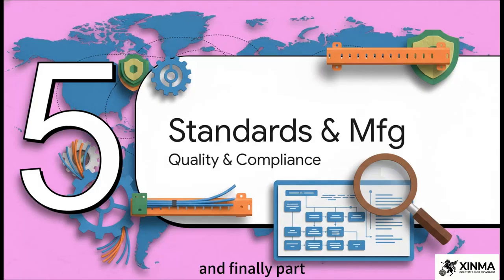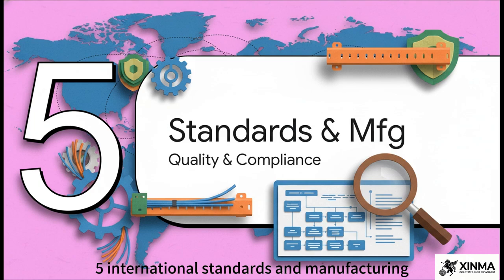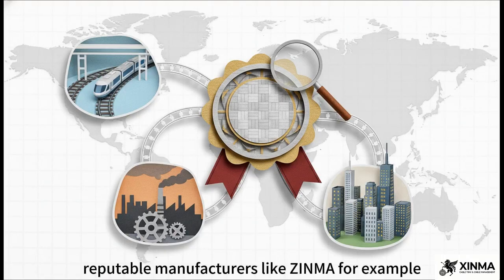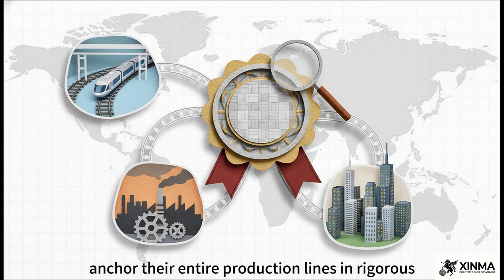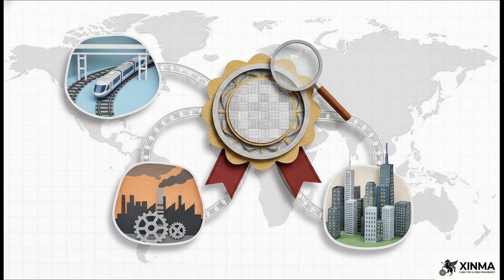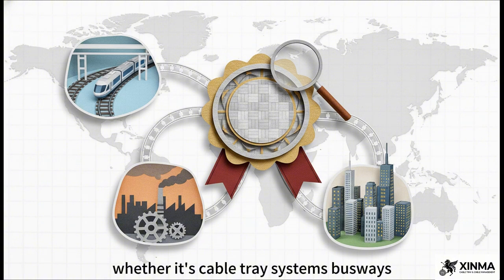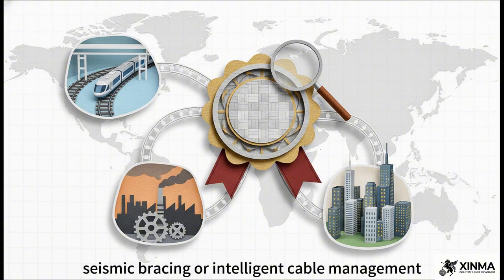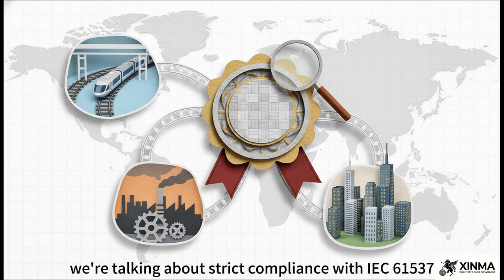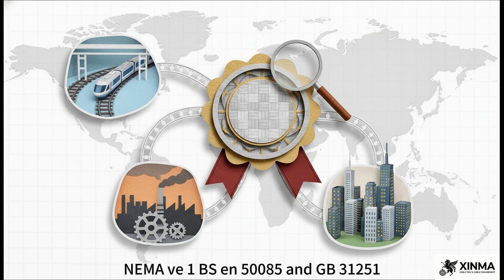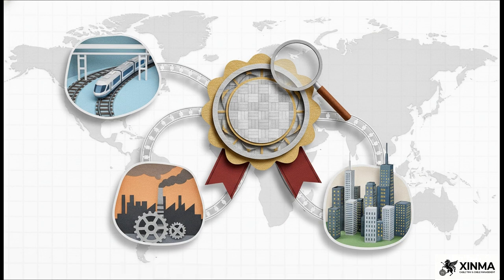And finally, part 5, international standards and manufacturing. Reputable manufacturers like Xinma, for example, anchor their entire production lines in rigorous international standards. Whether it's cable tray systems, busways, seismic bracing, or intelligent cable management, we're talking about strict compliance with IEC 61537, NEMA VE1, BS EN 50085, and GB 31251.